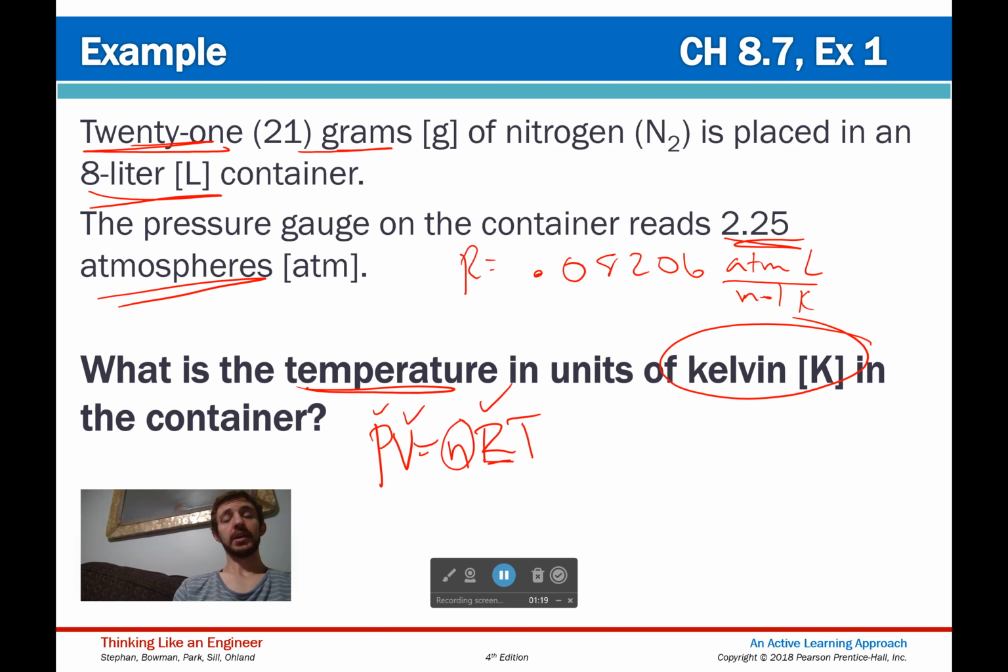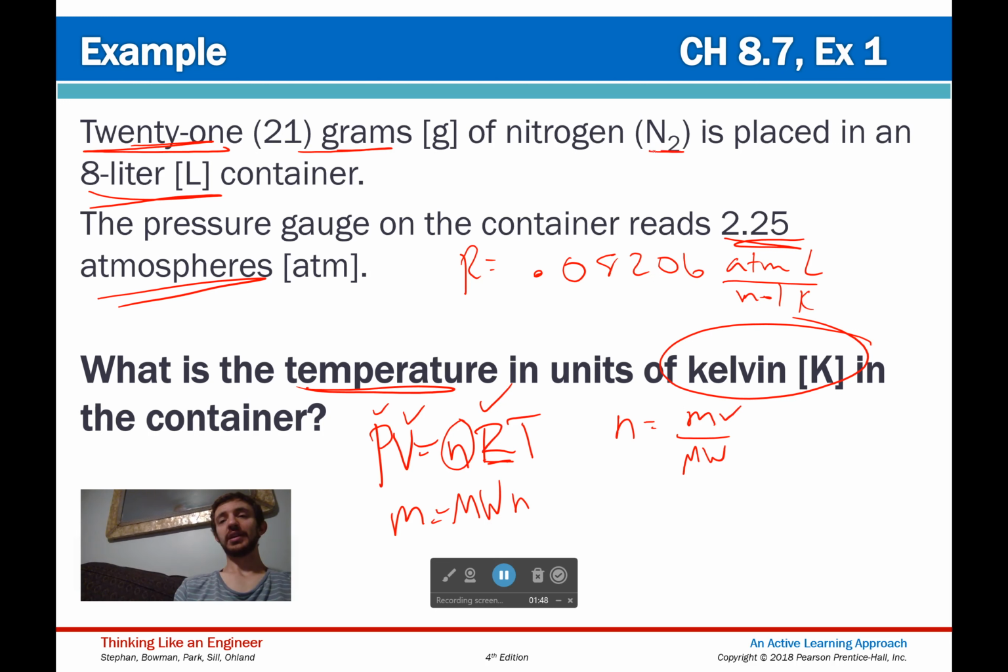Another equation that we should know by this point, maybe not, that's okay, is mass is equal to molecular weight times the number of moles. And so we can solve for moles using that. So moles would be equal to mass divided by molecular weight. We know the mass, we don't know molecular weight. We can look that up though.